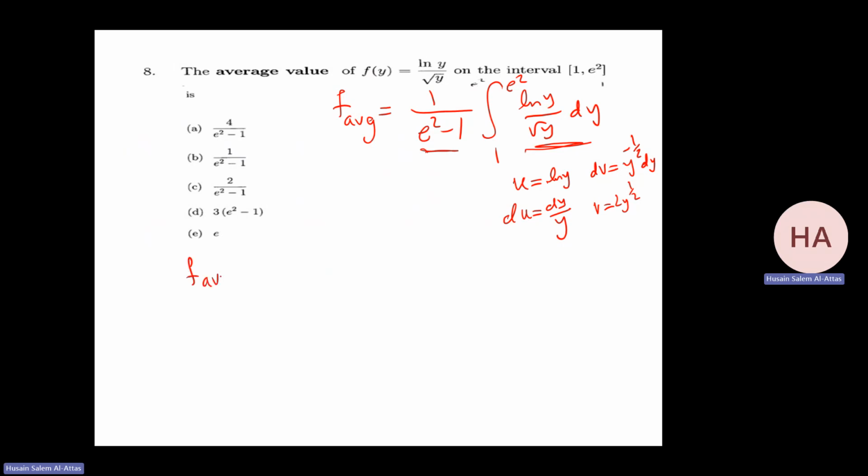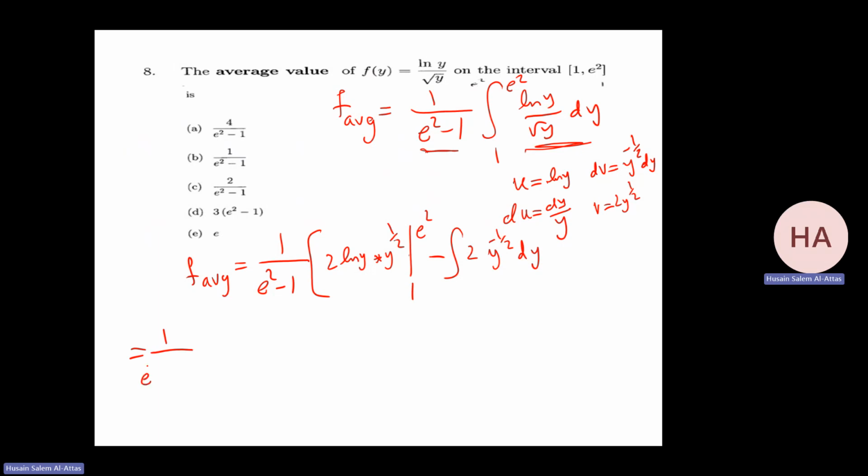So then the average will be this number times what? uv, 2 ln y times y to the power half, from 1 to e squared, minus the integral of what? Of 2y to the power half times y to the minus 1, y to the power minus half dy. Now substitute this. Let me take this out. Right, who cares? E squared, that gives me 2 times 2 times e.